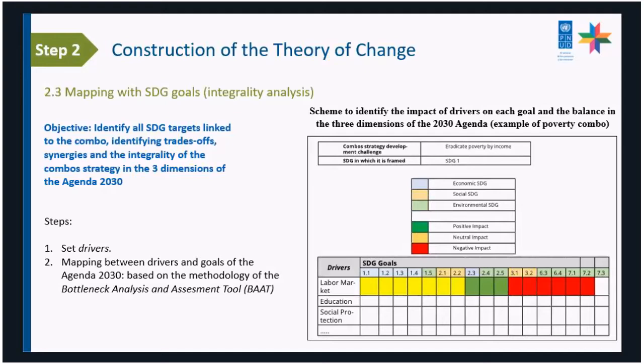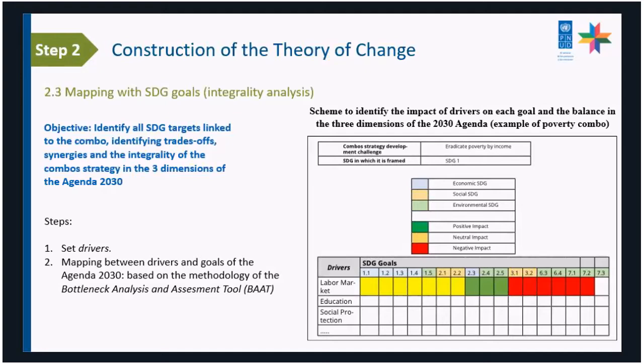So the idea is to go target by target and gather both informed opinion from the relevant stakeholders and from the experts at the local level, and the evidence that exists in the country, or perhaps evidence in countries that have a similar context, to make an informed decision whether the application of this combo, the application of the interventions that will enable this combo, will have either a positive, neutral, or negative impact on each one of the 169 targets.